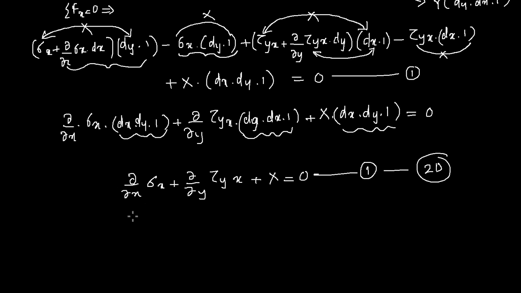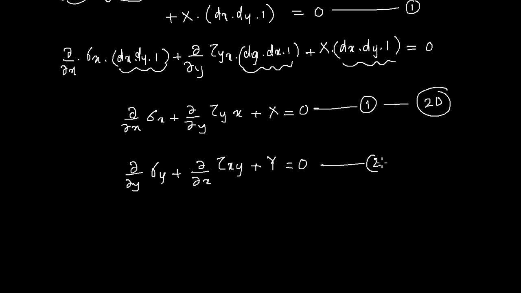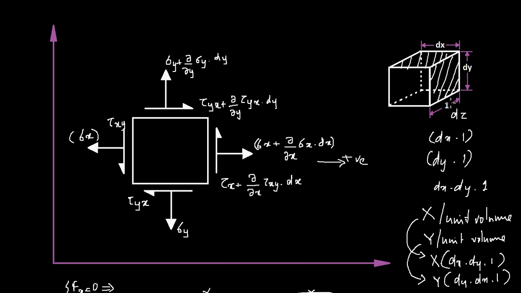And if you follow the same analogy, you can write the force equilibrium in the y direction as well. Just change the x's to y's from this, and you will get ∂σy/∂y plus ∂τxy/∂x plus Y is equal to 0. And that is your force equilibrium in the y direction for the 2D case. And following the same conditions, you can write the force equilibrium for 3 dimensions as well. But remember, when you consider the 3-dimensional case, you will have a dz here instead of the 1. So you have dx, dy and dz.